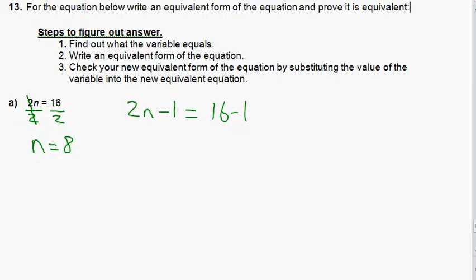So step 3 now says check the new equivalent form of the equation by substituting the value of the variable into the new equivalent equation. So that means instead of putting an n in my equation, I'm going to put that 8 in there. N equals 8. So I'm going to go 2n, or that means 2 times n, so I'm going to go 2 times 8. And I'm going to rewrite everything. And then I'm going to start solving it.